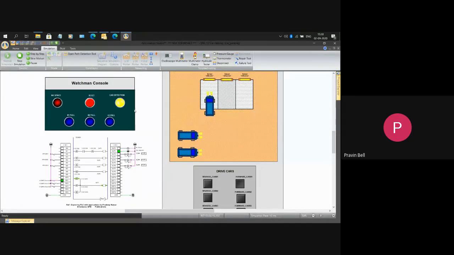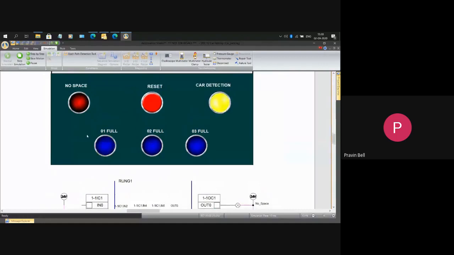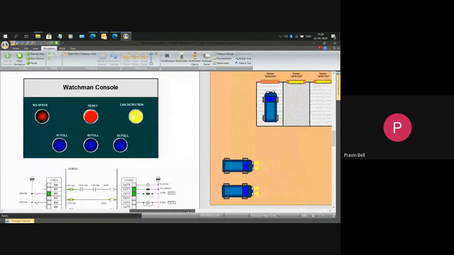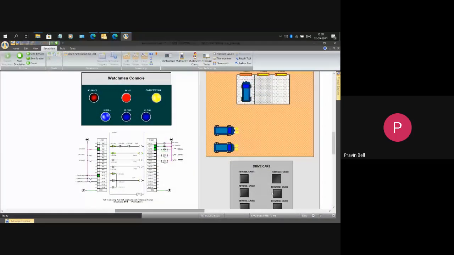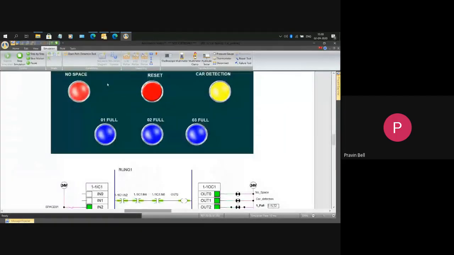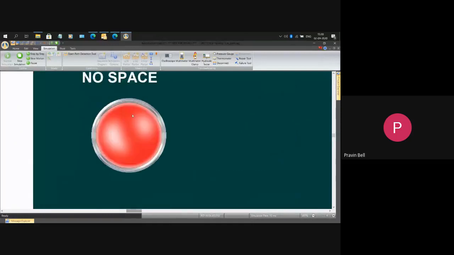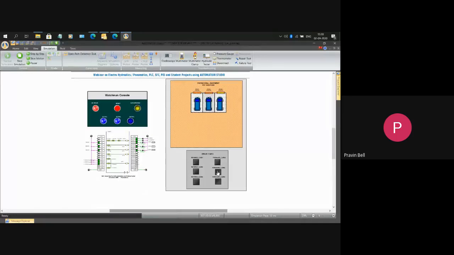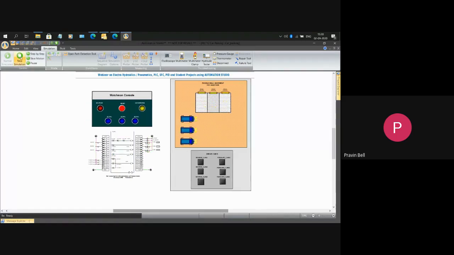The PLC is operating this console here. The moment the car goes in slot number 1, you can see that the first slot is filled up here. Similarly, we'll do the other cars. Second car, third car. And now you can see all 3 slots are full and the light for no space has come on here. Such PLC animation simulation can be done in Automation Studio. So this was the car park.